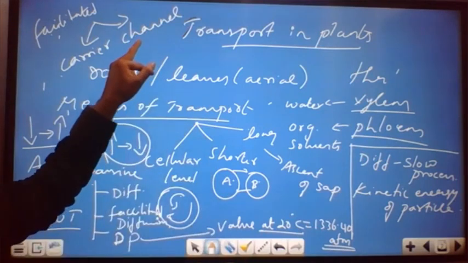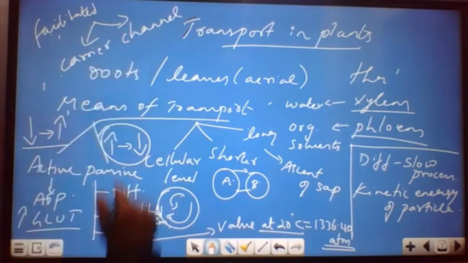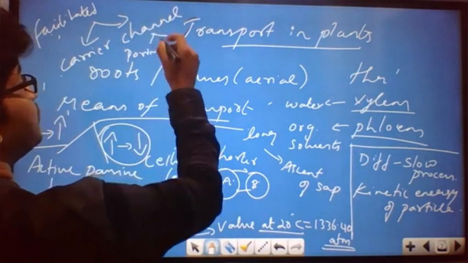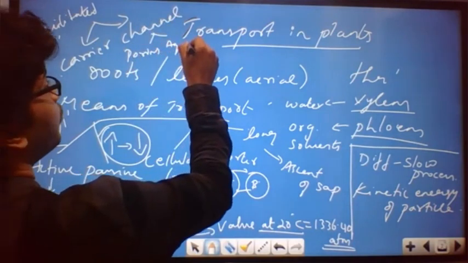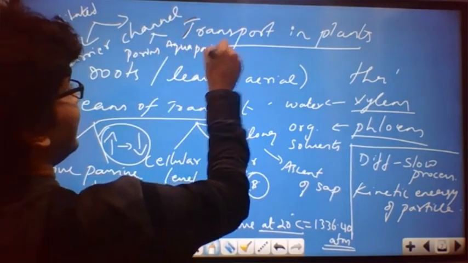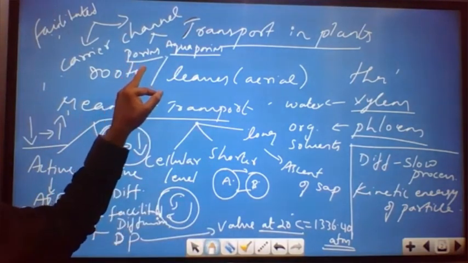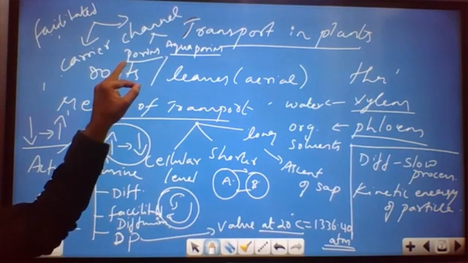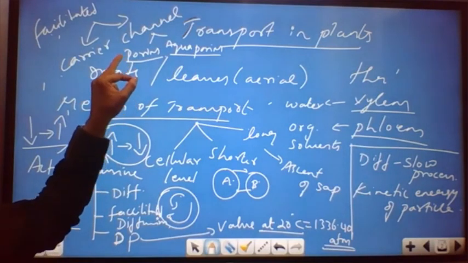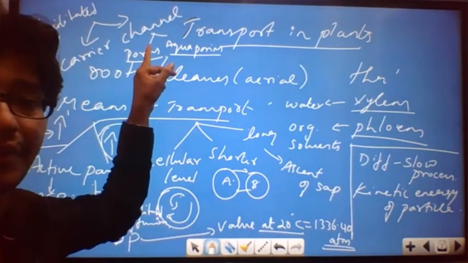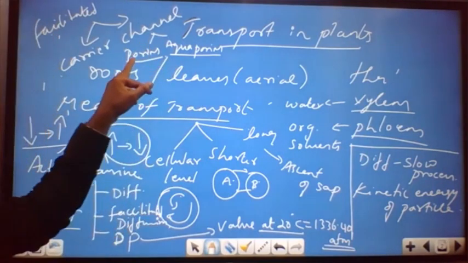And channel is actually, you could see in case of porins and aquaporins. We have two types of channel proteins, porins and aquaporins. Coming to the porins type, this is a pore-like structure, where you could see these porins in mitochondria, chloroplast, or in the bacterial membrane.